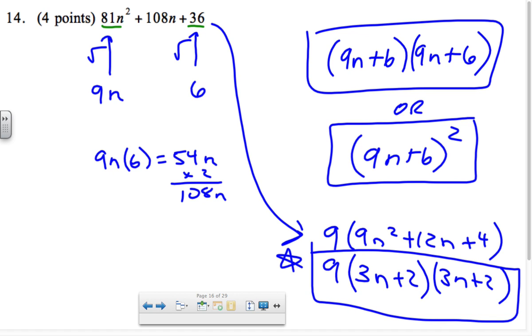I could have factored out a 3 from my final answer here as well. Factored it out from each of the two. And 3 times 3 gives you 9.